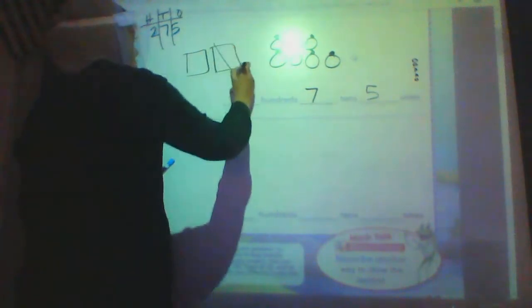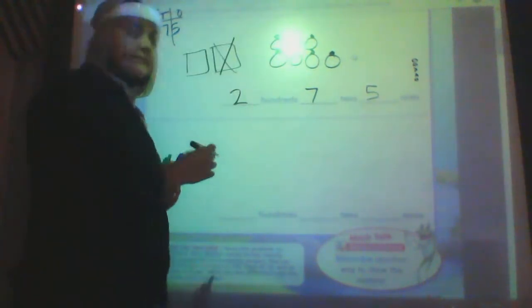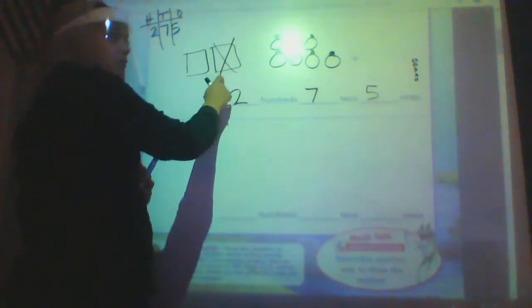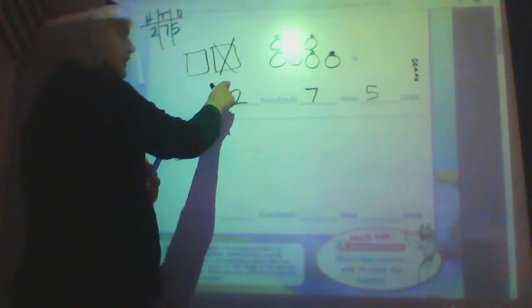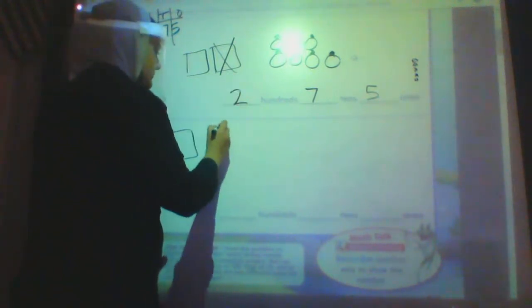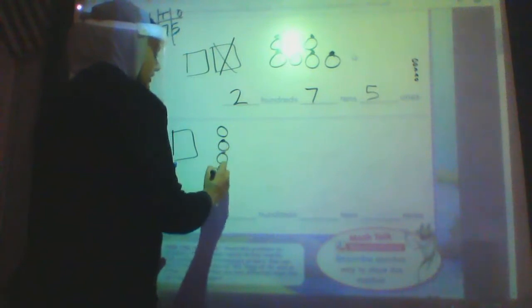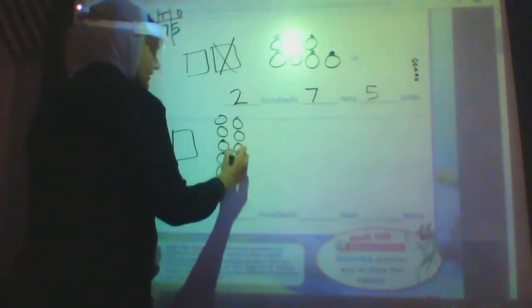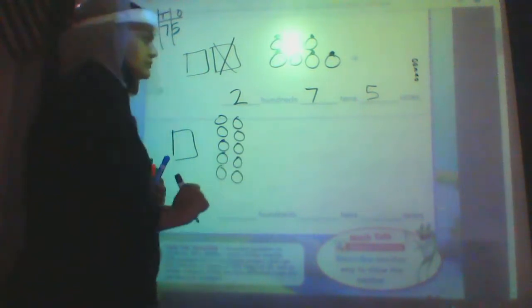I'm going to break 100. Whoosh, break. Now I still have my 100, but now I broke this 100. So now instead of it, I'm going to draw 10 bags, 10 tens. 1, 2, 3, 4, 5, 6, 7, 8, 9, 10.